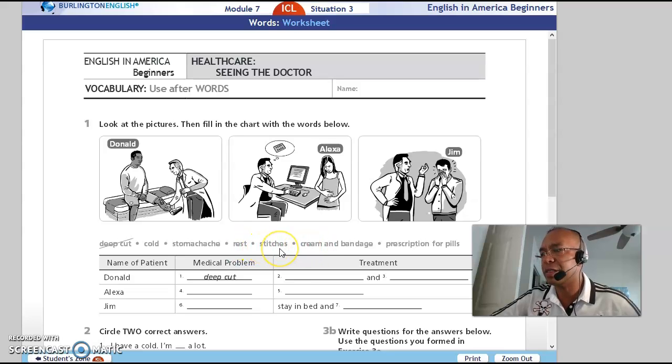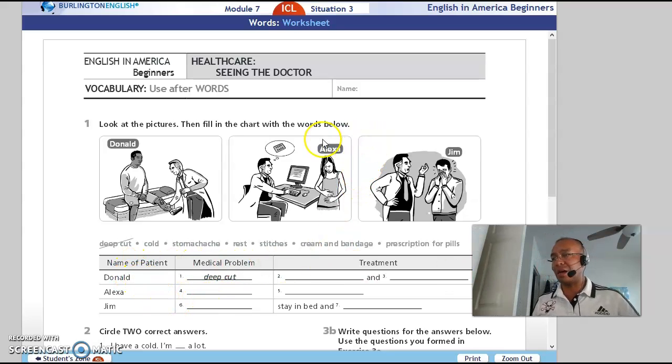How about stitches? The stitches could be one, but look, the treatment gives us 2 options, right? So one here and one here. So the correct answer will be for a deep cut, cream, and a bandage. So cream and a bandage will be the first answer here. Cream and bandage. That will be the solution for the medical problem that Donald is having.